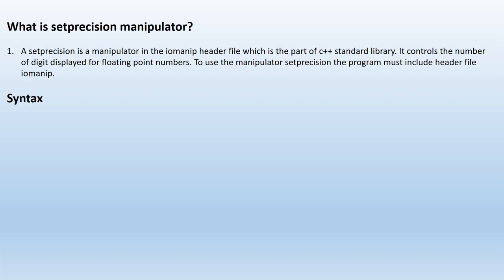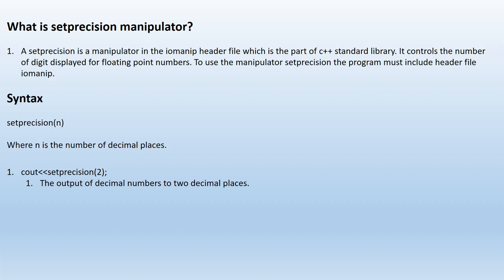What is the syntax? setprecision(n), where n is the number of decimal places. In the programming it is cout << setprecision(2). The output is decimal numbers to 2 decimal places.